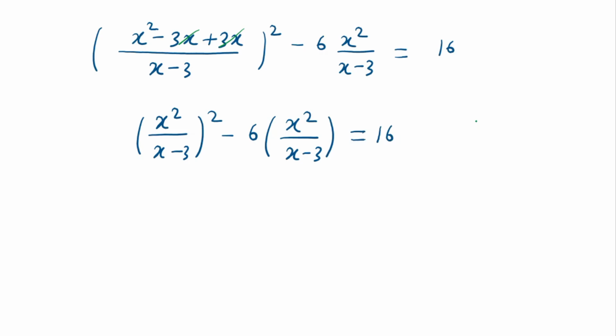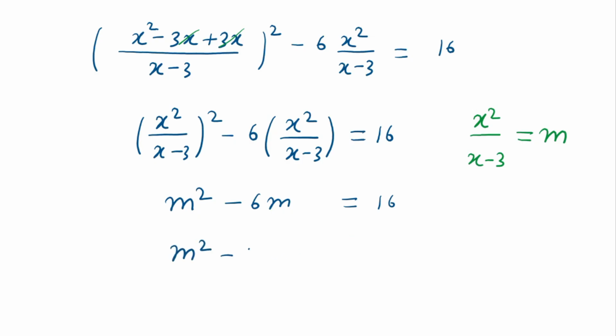Now here if we substitute x²/(x−3) = m, then this expression is m² − 6m. Now if we take all the expression on the same side, then m² − 6m − 16 = 0.